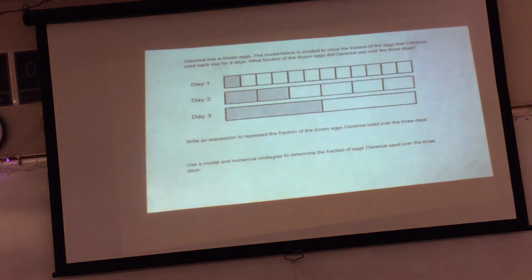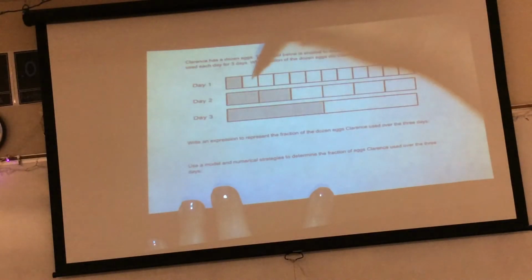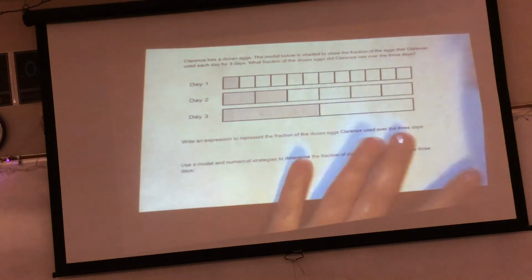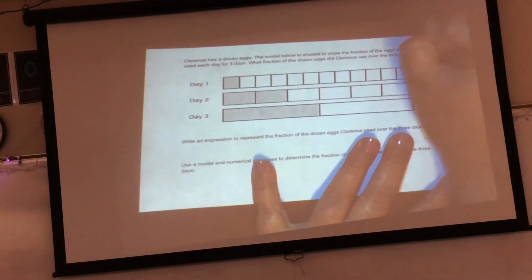So looking at day 1, how many total parts are there in that picture? There's more than one. There's one that's shaded, but if I have 1, 2, 3, 4, 5, 6, 7, 8, 9, 10, 11, 12, so I have 1/12 he used on day 1.